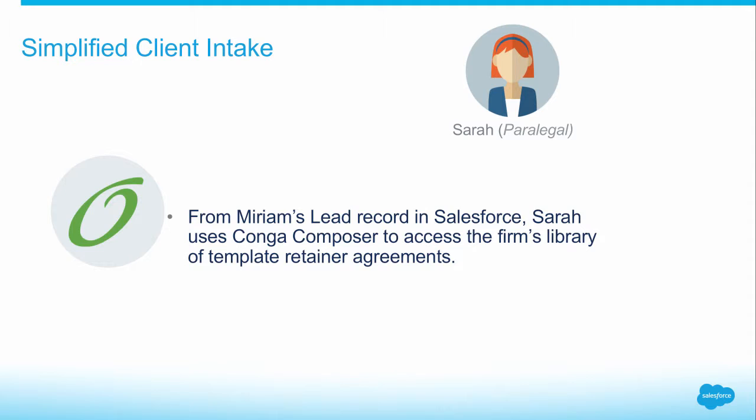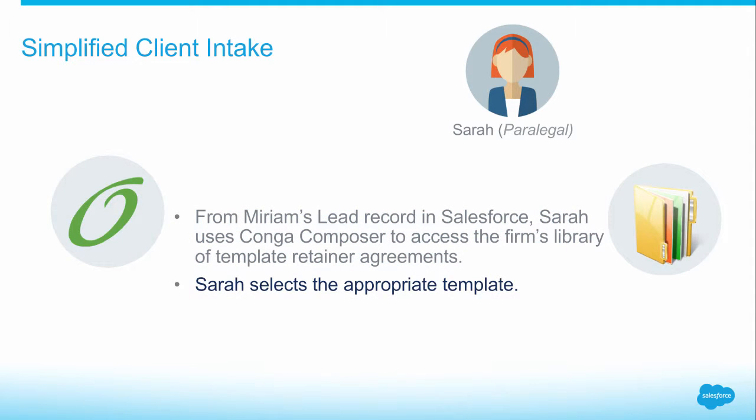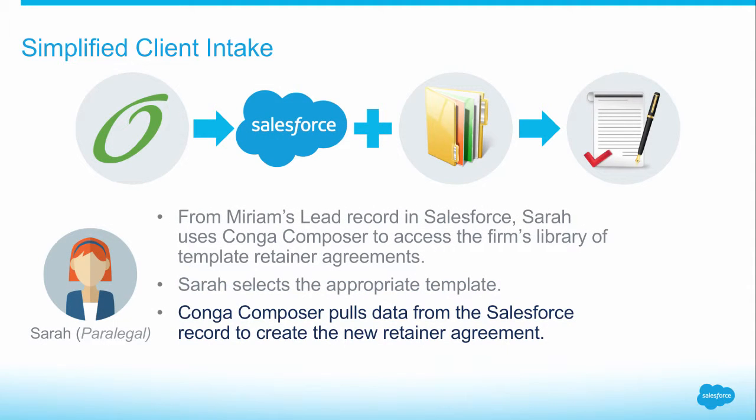From Miriam's lead record in Salesforce, Sarah uses Conga Composer in order to access the firm's library of template retainer agreements. Sarah selects the appropriate template, because keep in mind, a law firm could have multiple different types of retainer agreements for different types of lawsuits or matters that the law firm is handling. So she selects the appropriate one. Conga Composer then pulls the data from the Salesforce record. So Conga is pulling the appropriate information from the lead record of Miriam in order to create that new retainer agreement.